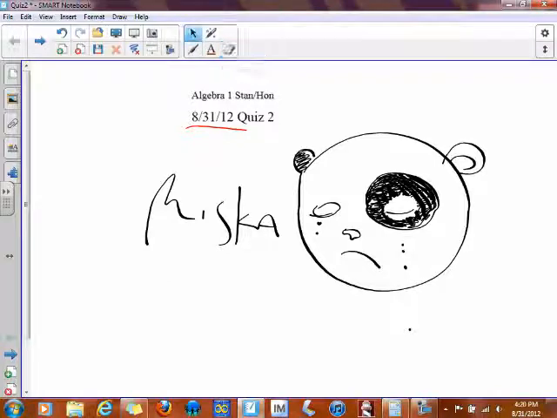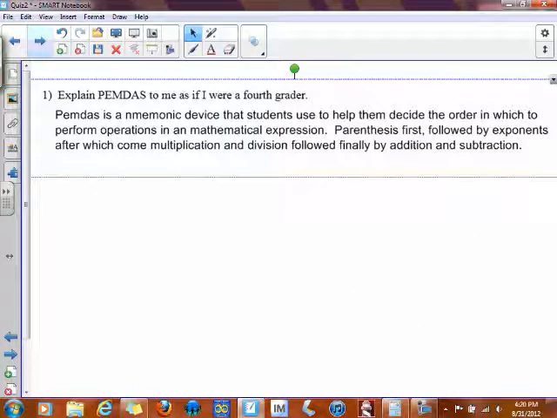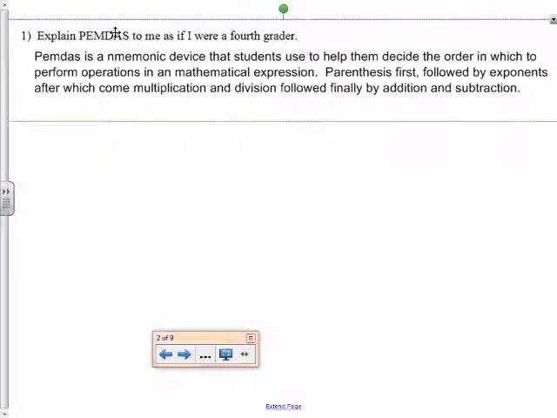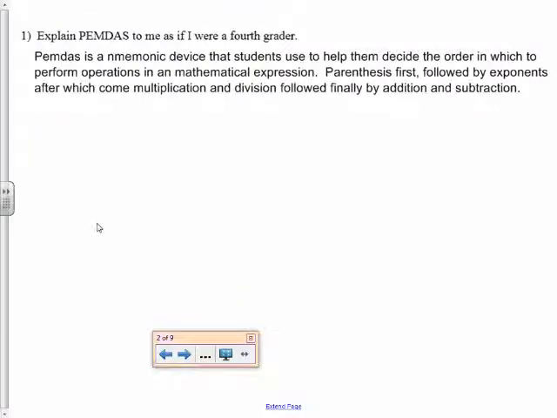So let's get started. First things first. We always have a writing component in my quizzes, and this is the writing component to this one. I tried to tell you what I wanted in the question. I wanted you to explain PEMDAS to me as if I was a fourth grader. Not as if you're explaining it to Mr. Miska, not to a math teacher, but to someone who doesn't understand. And I feel like some of you just ignored that part of the question.